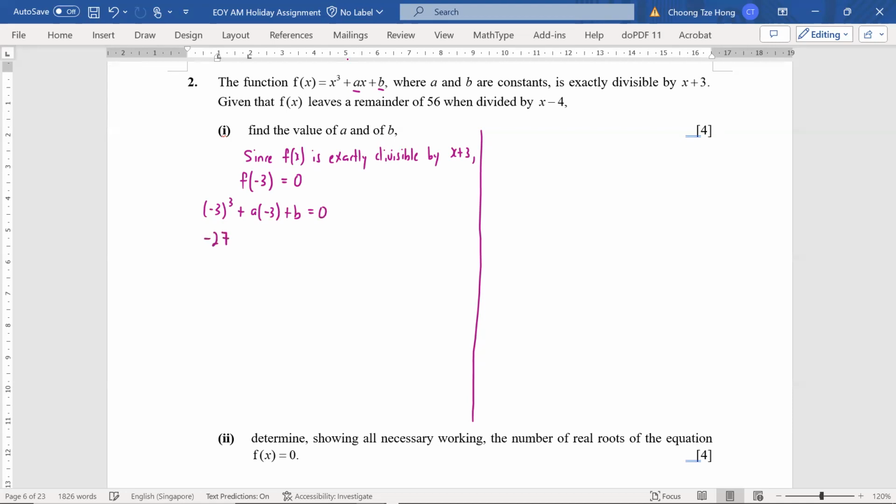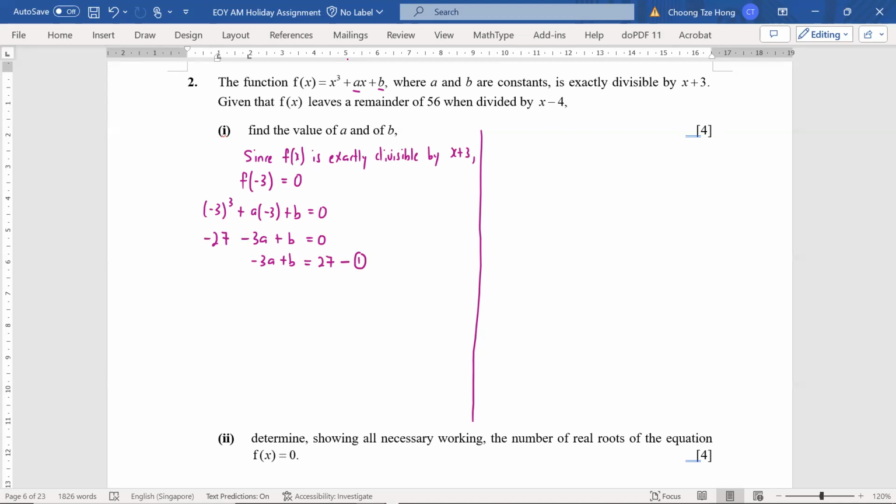Okay, so let's simplify this. Okay, so usually what I like to do is bring all the numbers to the right side, and leave the letters on the left side. Okay, then I call this equation 1. Right? Okay, so now let's form our second equation.